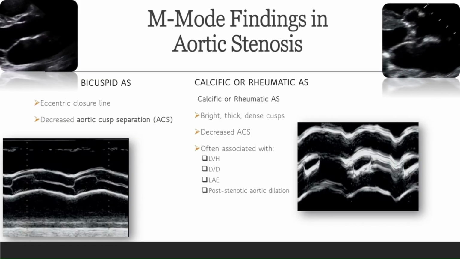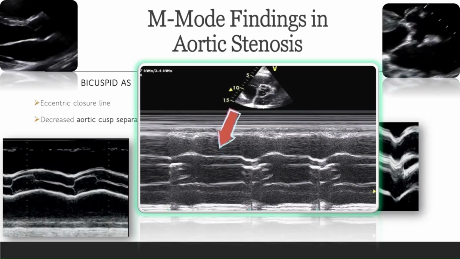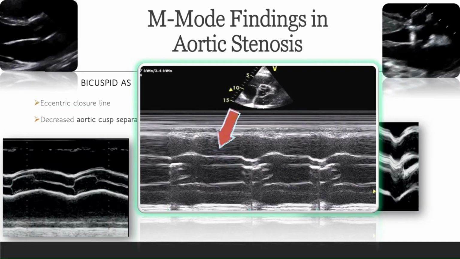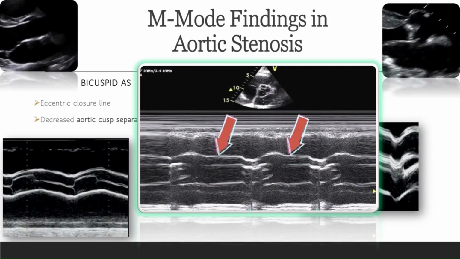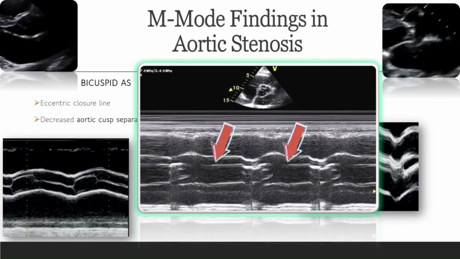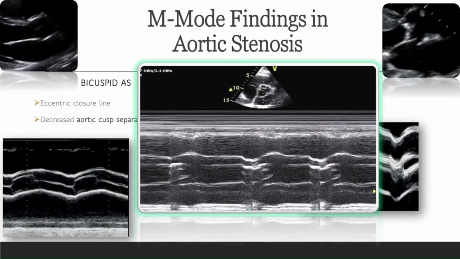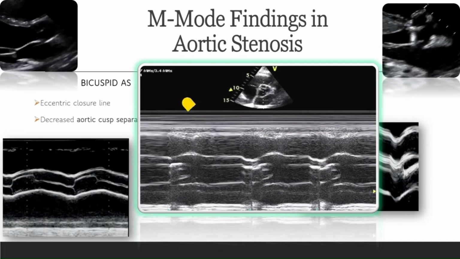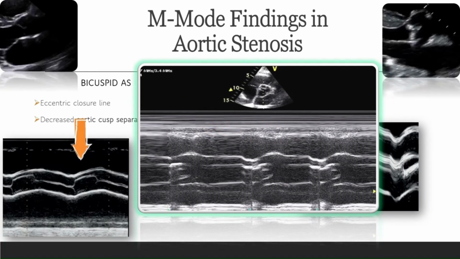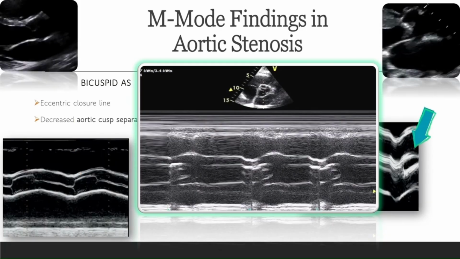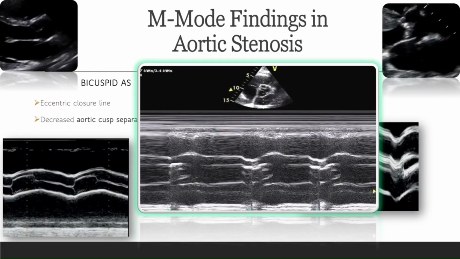Finally, let's look at a stenotic bicuspid aortic valve on M mode. Notice here that the closure line is off-center or eccentric, instead of centrally located like the normal trileaflet valve. That eccentric closure line is a key cue that this valve has 2 cusps instead of 3. When stenosis develops, the cusps become thickened and restricted, and once again you'll see decreased aortic cusp separation. So remember, wide and symmetric opening is normal, reduced opening means stenosis, and an off-center closure line points you towards a bicuspid aortic valve.